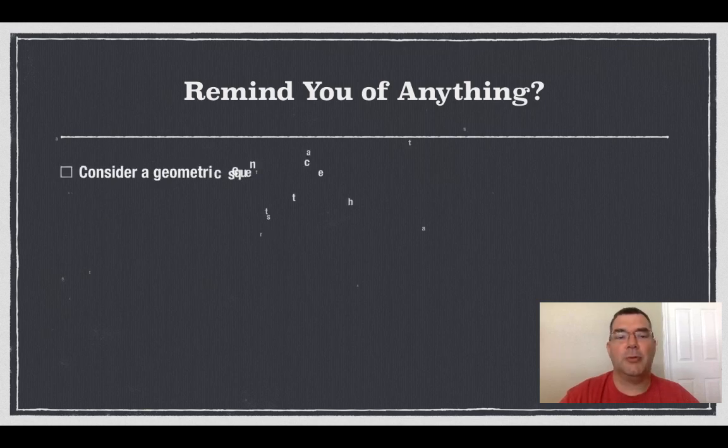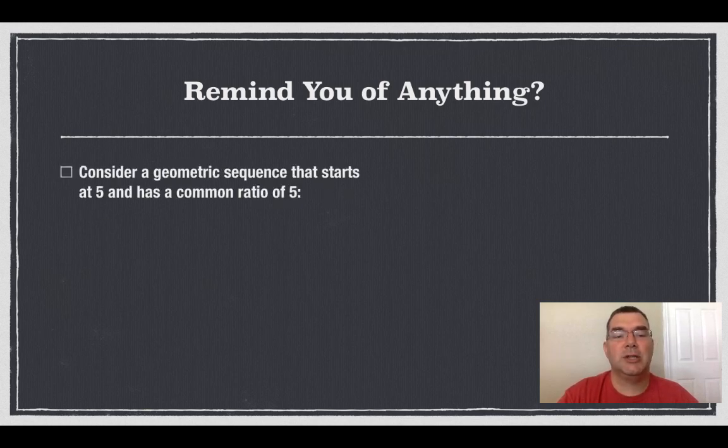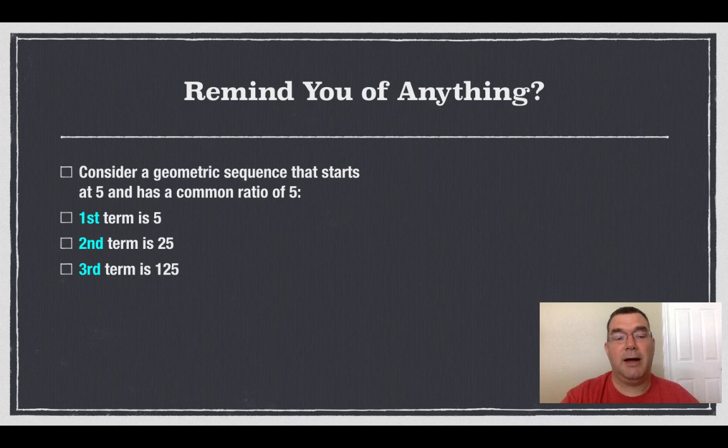So does that pattern remind you of anything? Well, let's consider a geometric sequence that starts at 5 and has a common ratio of 5. The first term would be 5, second term would be 25 because I would multiply that 5 by 5. Multiply by 5 again and the third term is 125. Multiply by 5 again, and I get 625.